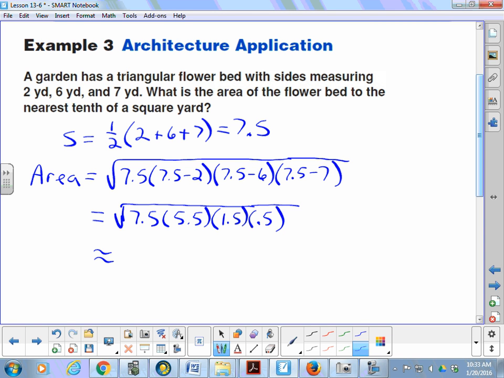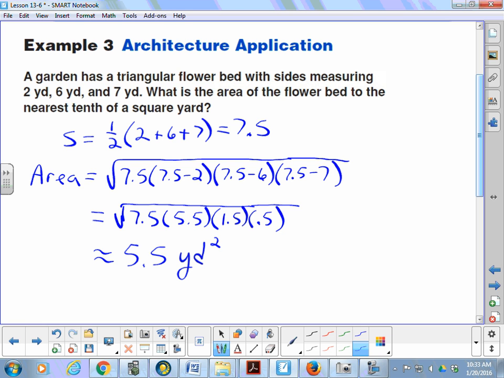So what do we get this time? 5.5. Okay. So the area of this triangle is 5.5 square yards. So yards squared. Square yards. Okay.